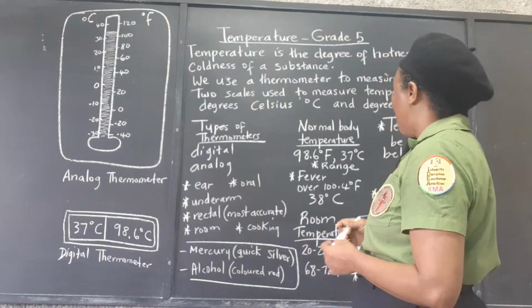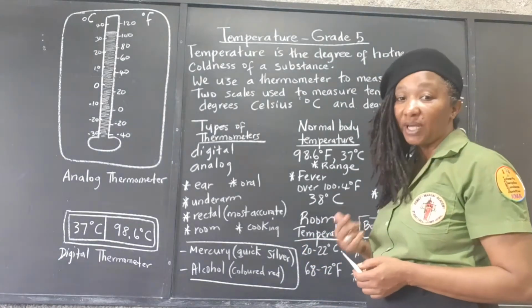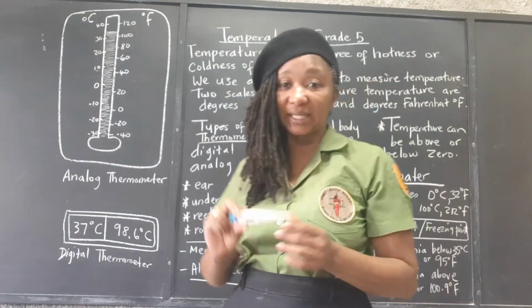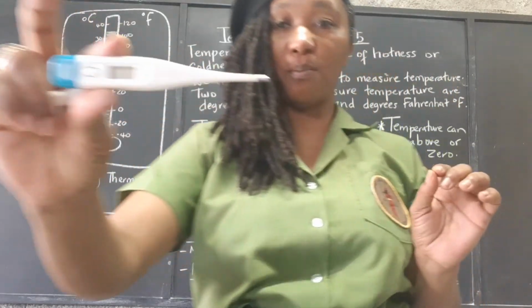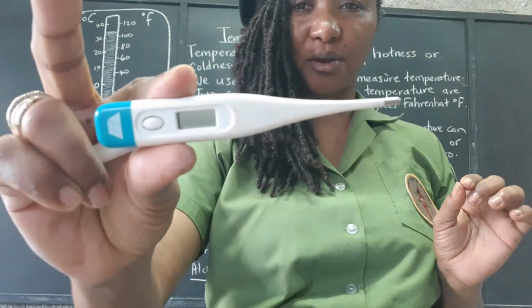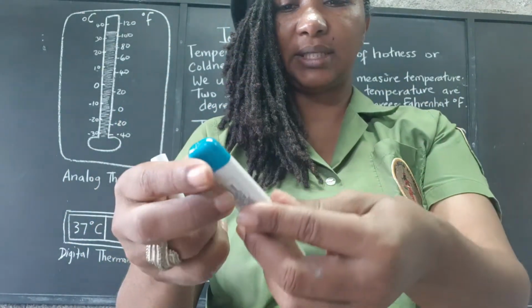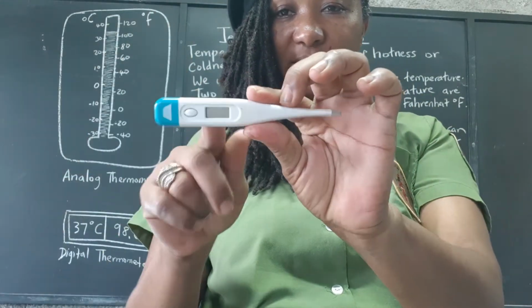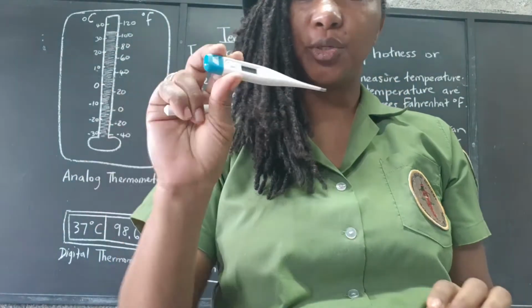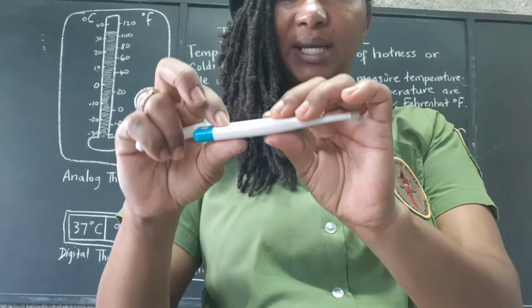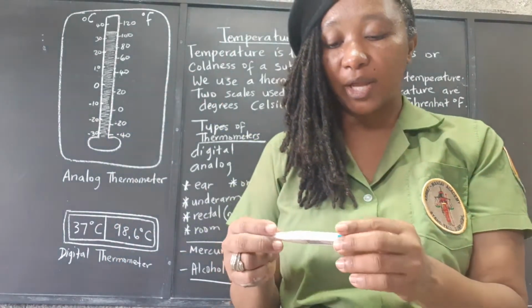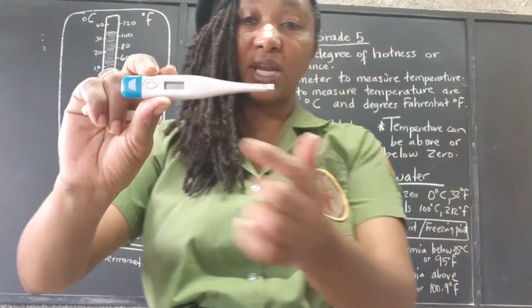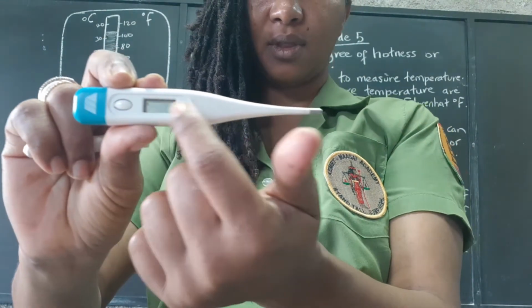We use a thermometer to measure temperature. So this is an example of a thermometer. This is a digital thermometer, right? So you would turn it on. There's no battery in this one now. So it has a tiny battery that you would put in it, and you would press the button and you would see the reading on the screen.